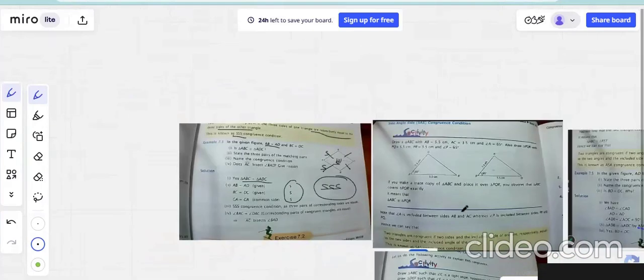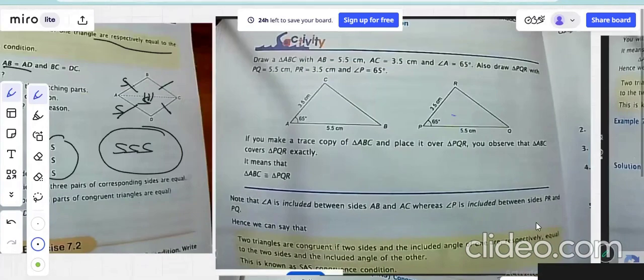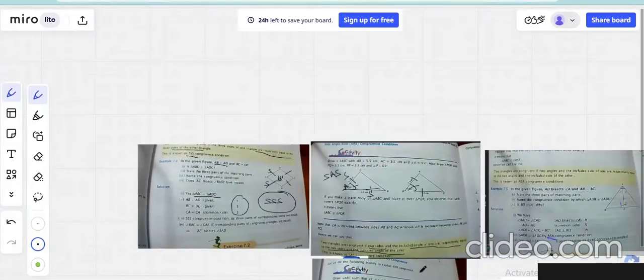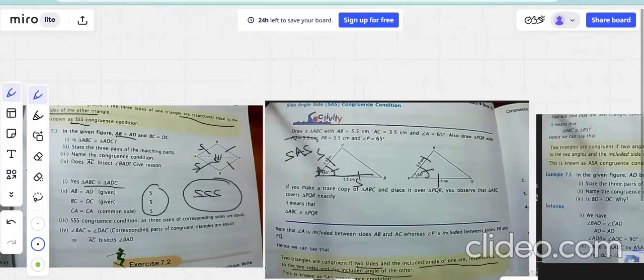Then the second rule is SAS. If this side is equal to this side, the included angle is equal to the included angle, and this side is equal to this side, then by SAS, these two are congruent. So if two sides and the included angle of one triangle are respectively equal to two sides and the included angle of the other, by SAS congruence, they are congruent. This is the second rule, SAS.